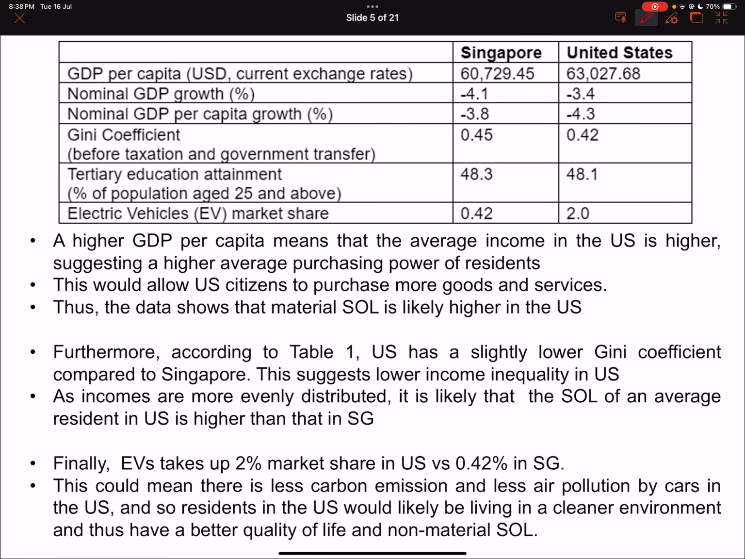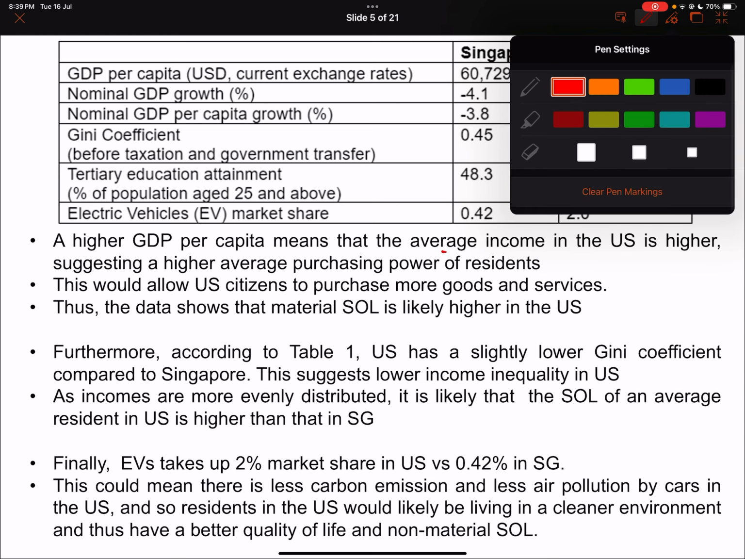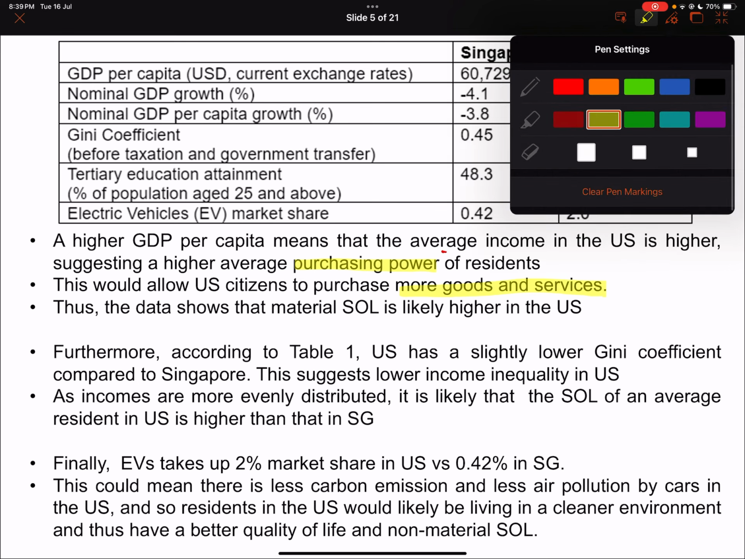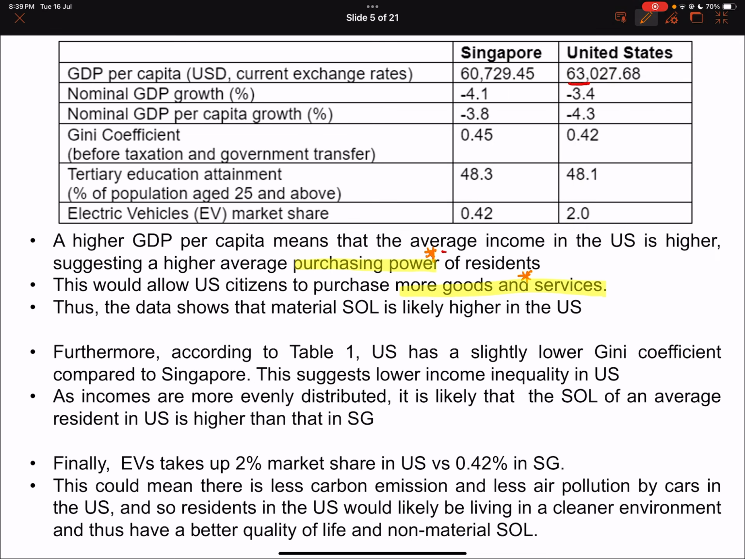Okay, then what does that mean? It means that if this number is bigger, the average income of the US is higher, which means, this is a key term, that the purchasing power is higher. You must have this term. Okay, this is a technical term for standard of living. So if you have more purchasing power, it means that you can purchase more goods and services. I cannot stress this enough. You must have these two terms. These are technical terms for standard of living. Must have these two terms. Okay, so therefore the 63,000 suggests that material standard of living is higher in the US.